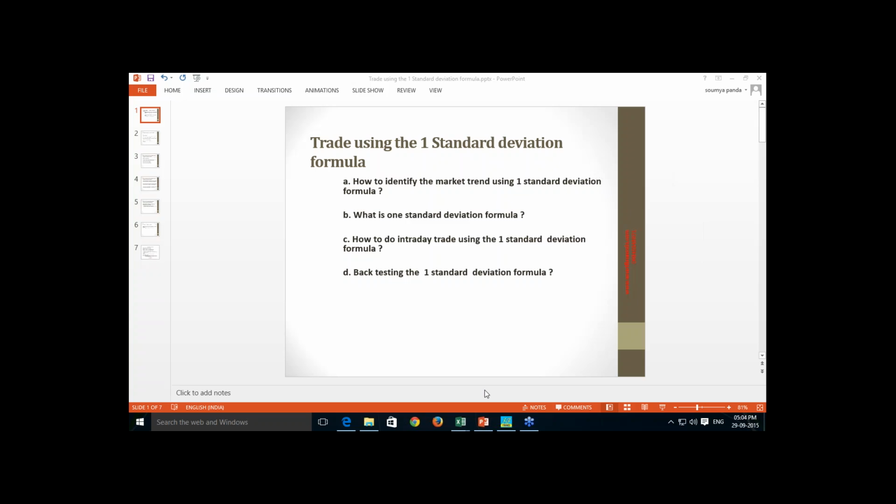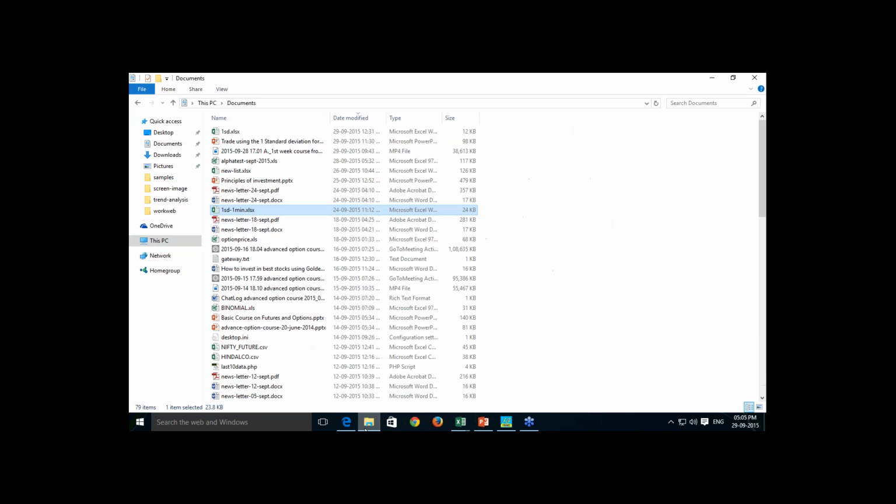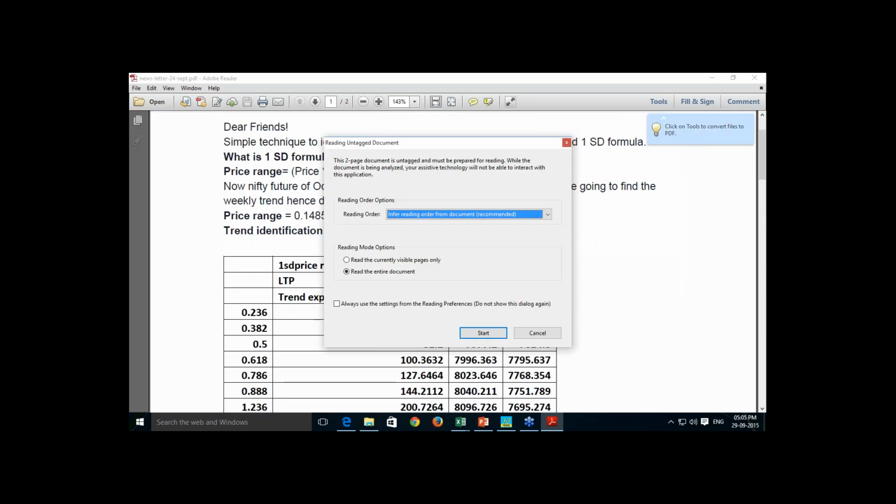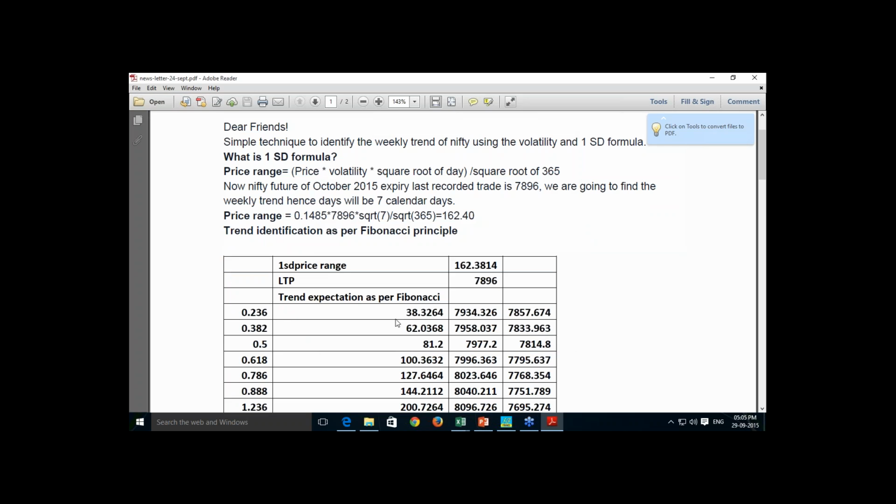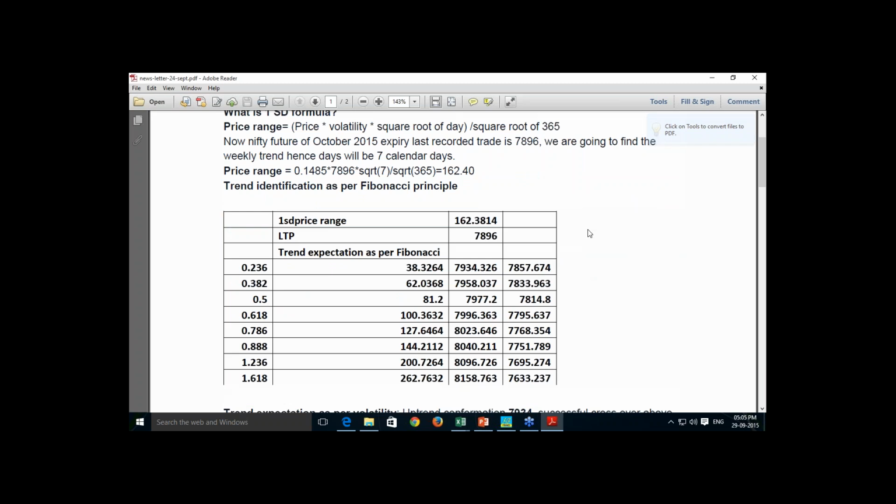If you are seriously following our newsletters, before learning this one standard deviation formula, what we give every week is based on the weekly trend using the one standard deviation formula. This is the current week's trend. It means what is going to happen this week; based on the last traded date's price we have taken, we have estimated it.